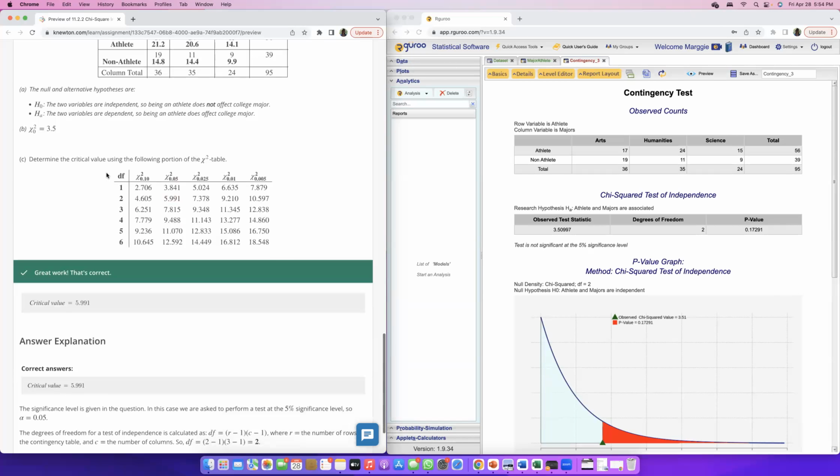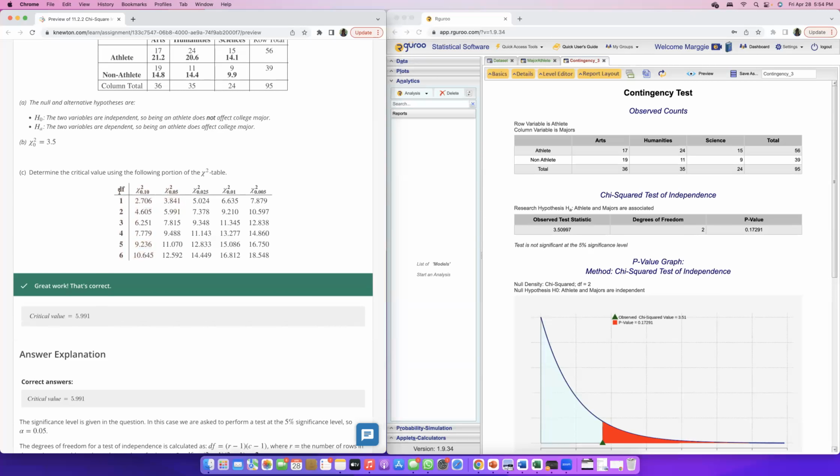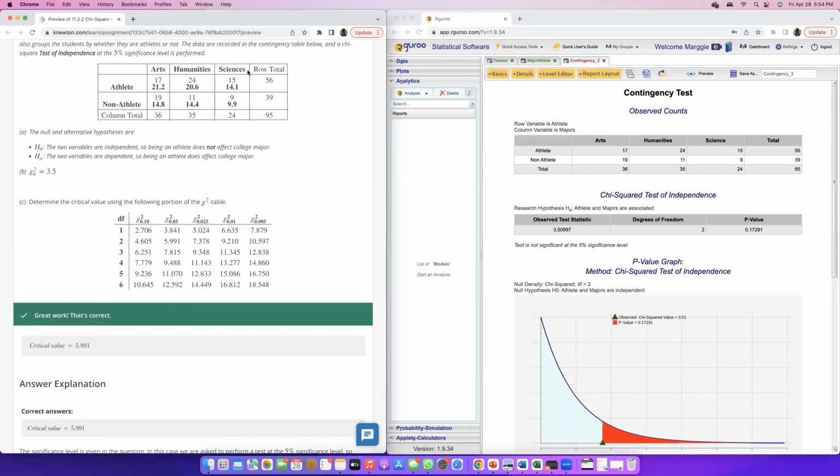All right. So again, the degrees of freedom. The formula for the degrees of freedom is the number of columns minus 1 times the number of rows minus 1. So when you do number of rows, which is 3, minus 1 is 2. So we have 2 in there. And then when we do the number of columns minus 1, we have 2 columns minus 1, that's 1. And so when you multiply 2 times 1, that is your degrees of freedom.